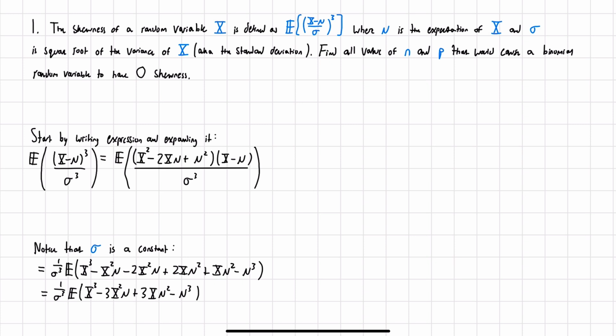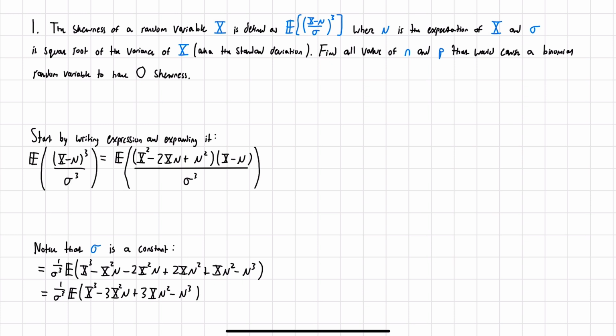I will be solving question 1. The skewness of a random variable X is defined as the expression, where mu is the expectation of X and sigma is the square root of the variance of X. Find all values of n and p that would cause a binomial random variable to have zero skewness.